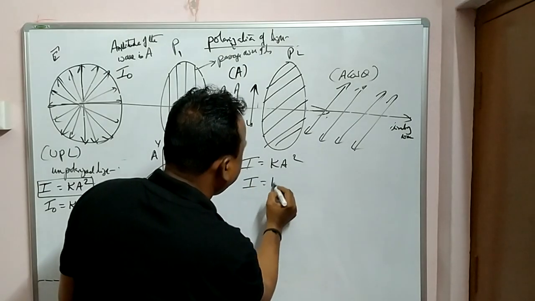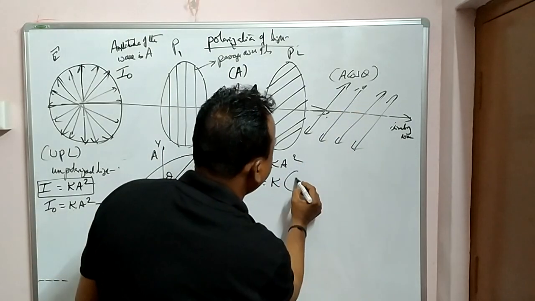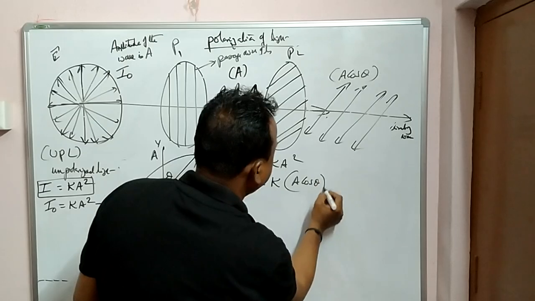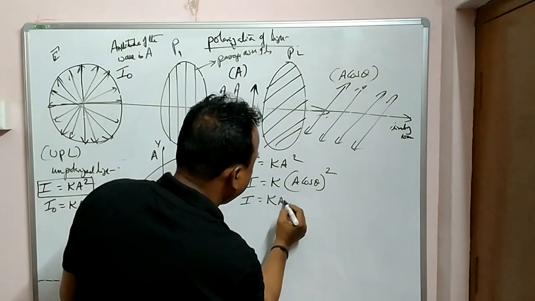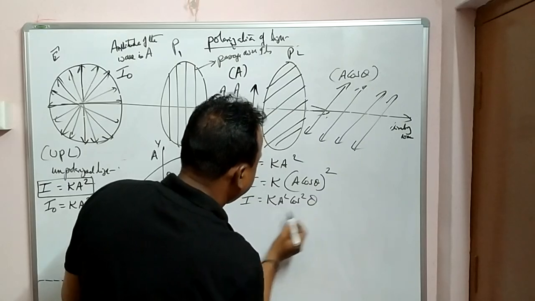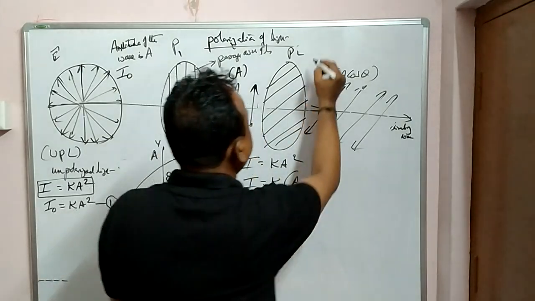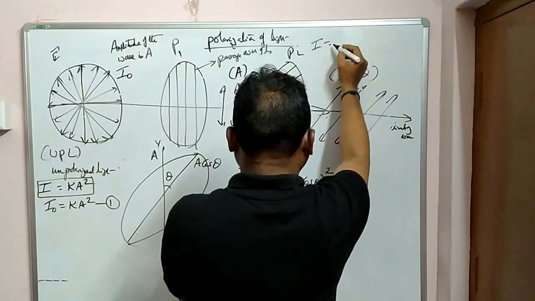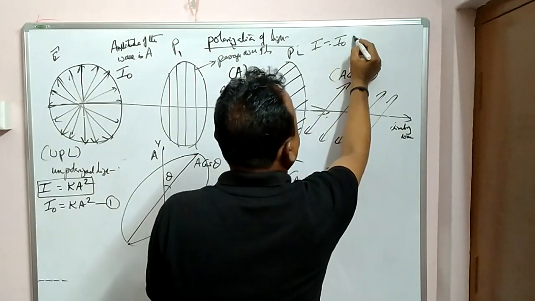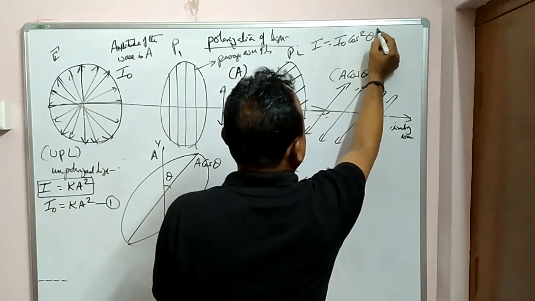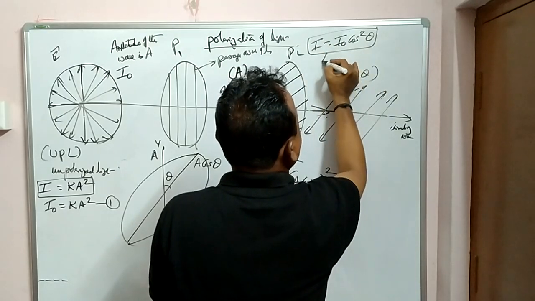Now the intensity coming out is equal to K into A square from the formula. So I is equal to K into, what is A here? Component A cos theta whole square. Therefore I is equal to K into A square cos square theta. What is K A square from equation 1? I naught. So I is equal to I naught cos square theta. This is called Malus law.